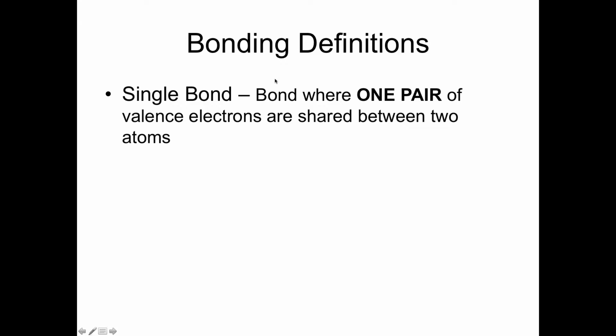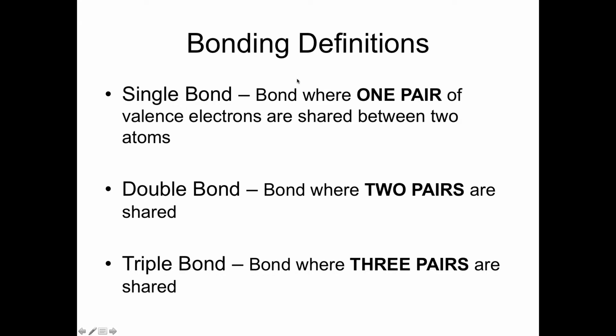Okay, some bonding definitions for you guys. I went over these last time, but I didn't really have a slide quite like this. A single bond is a bond where one pair of valence electrons is shared, one pair meaning 2 electrons total. A double bond is when 2 pairs are shared, which means 4 electrons total. And a triple bond is when 3 pairs are shared, or 6 electrons total. So we're going to see single bonds, double bonds, and triple bonds.